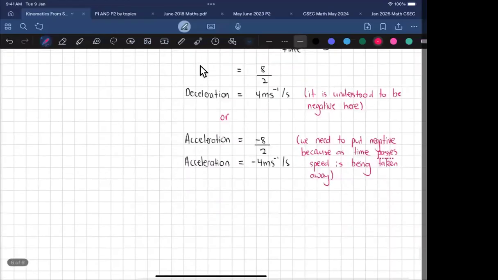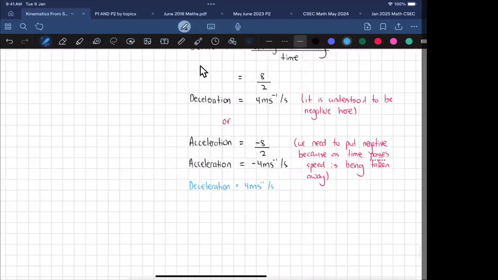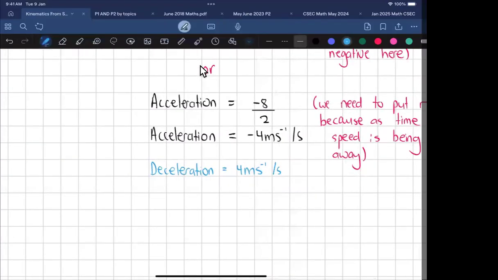So Haley, see how we have acceleration equal to negative 4 ms minus 1 per second? Well, after that, I could say that the deceleration is equal to 4 ms minus 1 per second. You understand why I do that? Because an acceleration of negative 4 means the same thing as a deceleration of positive 4. That makes sense, right?